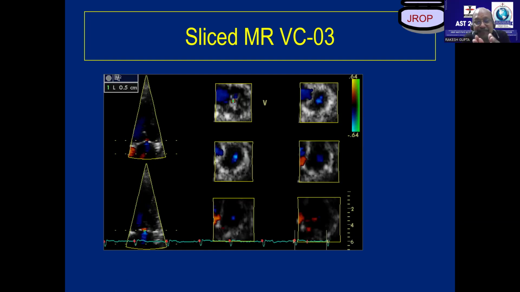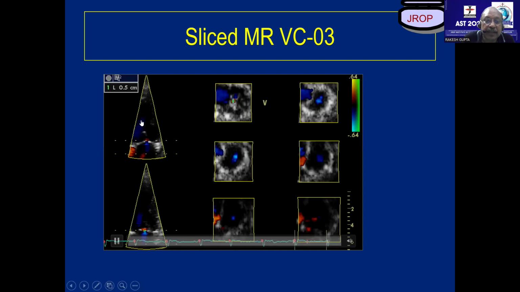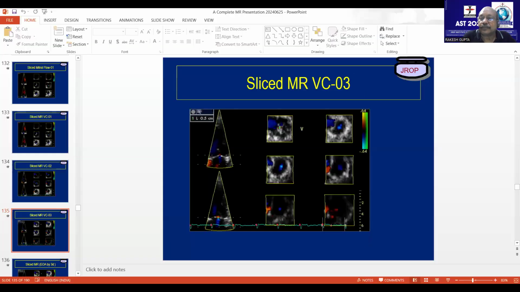So you are seeing in one slice, and this is what we are seeing in the en face view, the true orifice through which the blood is flowing back from LV to LA. I hope I'm able to make you clear about this. Yes.